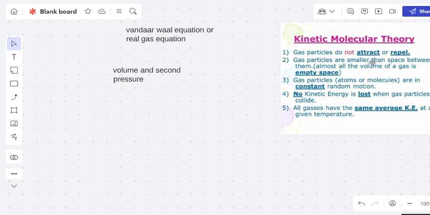The first was that gas particles do not attract or repel each other, right? So there's no force of attraction acting between them. And the second important postulate was that gas particles have no volume. They have negligible volume. So Van der Waals corrected two things: one was volume and the other was pressure.